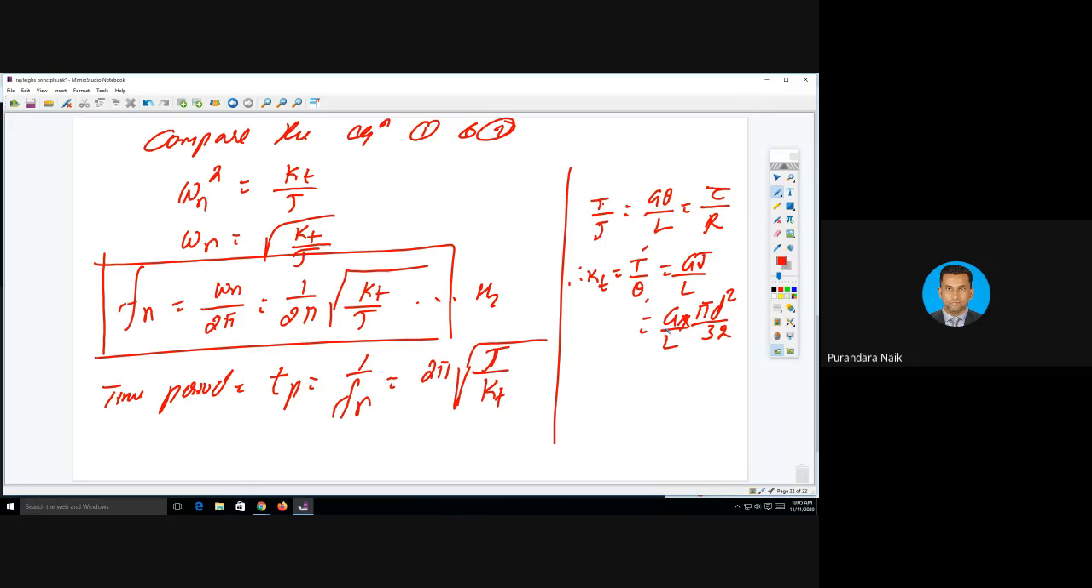This is only for your reference. You can go through the torsional equation. You might have studied it in MOM. Correct? That is K_t. Polar moment of inertia J is equal to pi d square by 32, where d is the diameter of the shaft.